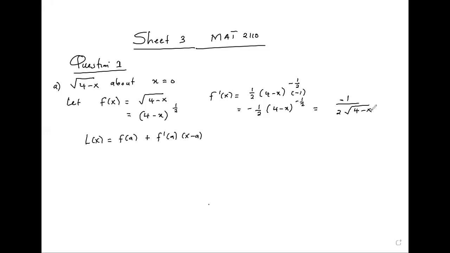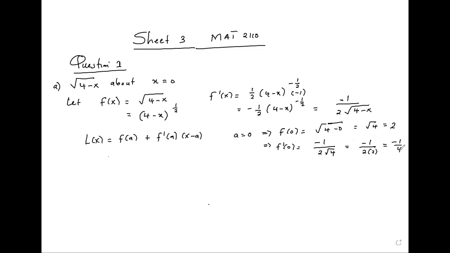So when we do that, our a in this case is 0. So now we find f of 0. So f of 0 is the root of 4 minus 0, which is equal to root 4, which is positive 2. And we also find f prime of 0, which is negative 1 over 2 root 4, which is negative 1 over 2 by 2, which is negative 1 over 4.